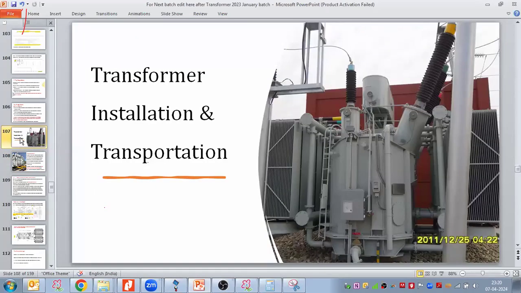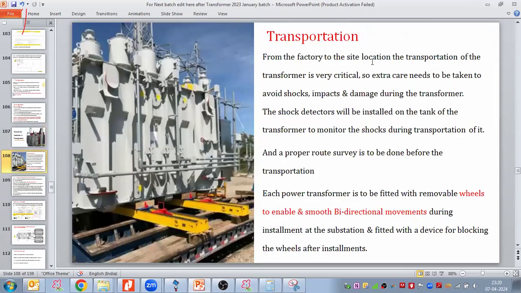Once all the parameters are selected, the order is sent to the manufacturer, they manufacture the transformer, and you have done the FAT, the transformer is ready to dispatch. During transportation from the factory to the site, the transportation of the transformer is very critical. Extra care needs to be taken to avoid shocks, impact, and damage to the transformer. Shock detectors will be installed on the tank of the transformer to monitor shocks during transportation, and a proper route survey is to be done before transportation.